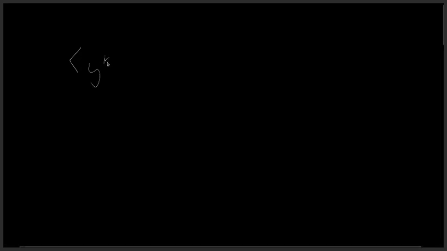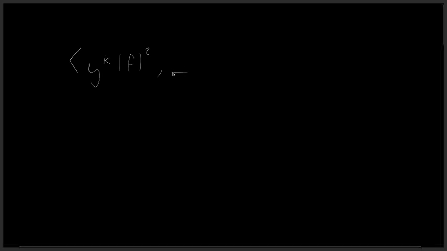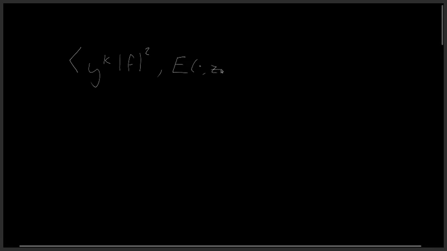Previously, we looked at the inner product of a weight k modular form, absolute value squared, and then renormalized so that it was weight 0 by multiplying by this y to the k, with an Eisenstein series.